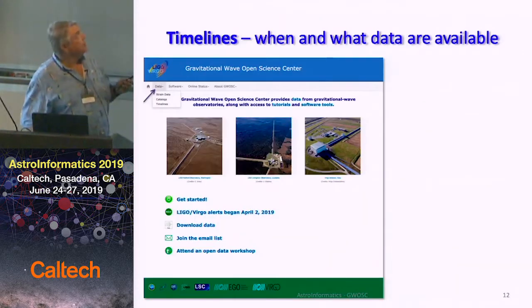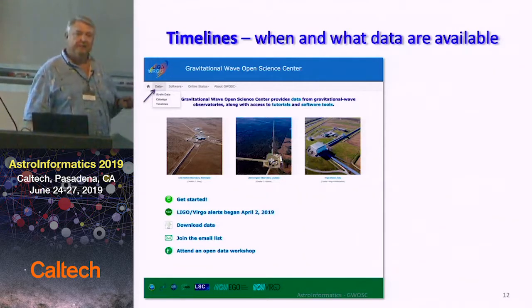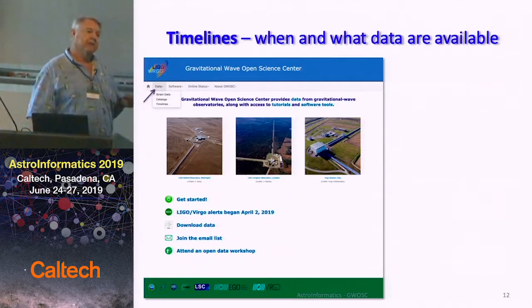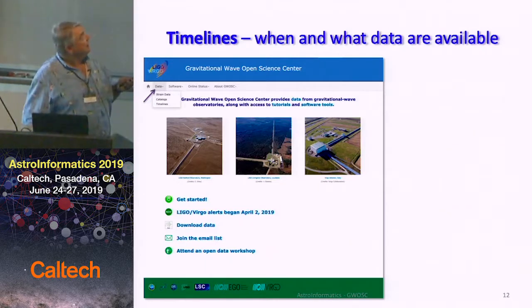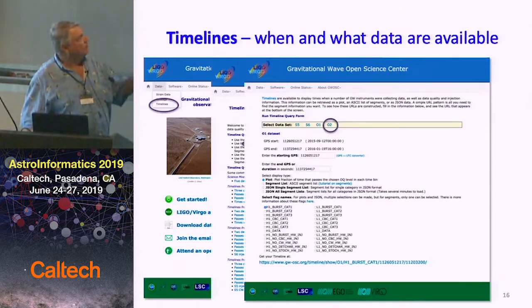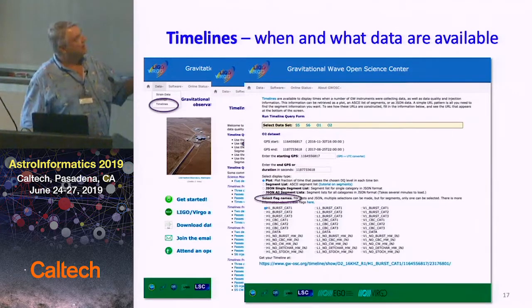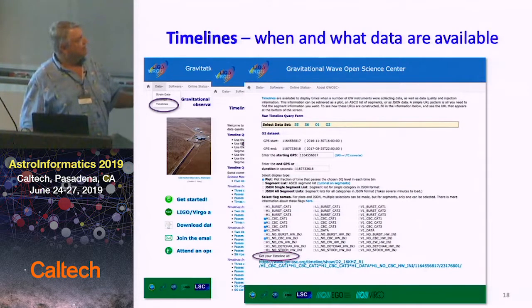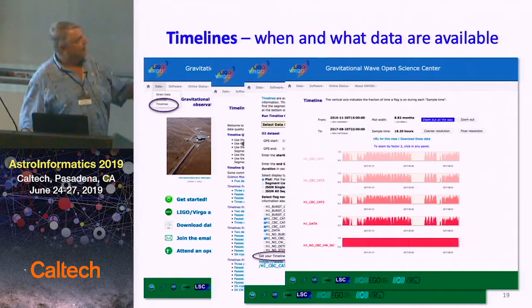The timelines that I mentioned that tell you when and what data are available, they give you some characterization of the data quality, tell you if there's any hardware injections. And to get to that, you just go to timelines here. This pops up a form where you can fill out or select pre-constructed timelines, but let's go to the form. If I'm interested in O2, I click on O2. I get a set of flags that I can select from. I select the flags I'm interested in. At the bottom is a URL. I go there and I get the timelines. And this is an interactive page. You can zoom in and out on it.